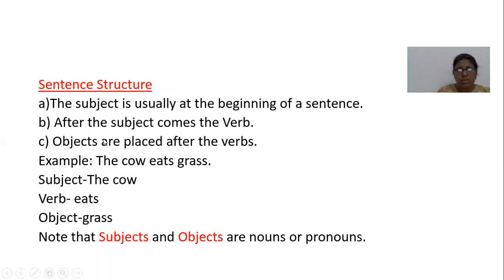Now the structure of a sentence is, the subject is usually at the beginning of a sentence. After the subject comes the verb and objects are placed after the verbs. So example is, the cow eats grass. So the subject is the cow, doer of the action. What action? Eats. So eats is the verb and grass is the object. This is the receiver of the action. So here, what did the cow eat? The cow eats grass. So I am getting an answer with the question word what. So this is the object.